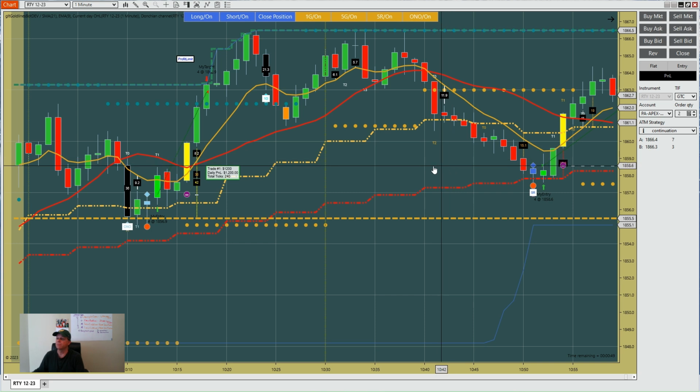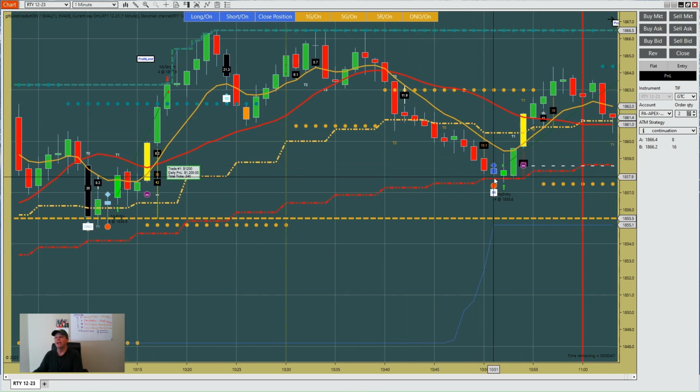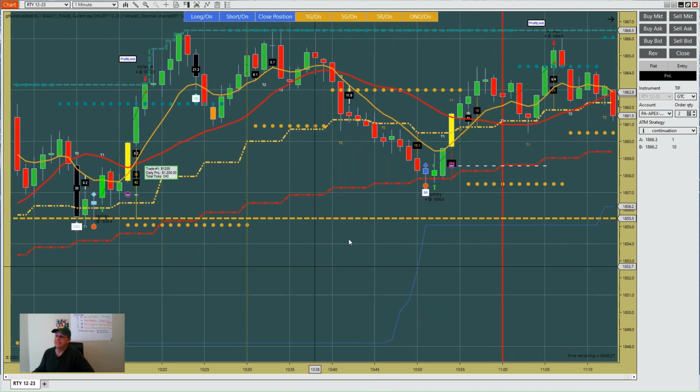What happened next? We came down to our directional trader, which is the 5-minute red line. Remember what I said: the overnight open and the 5-minute red line are both directional traders. So what happened? Well, holy crap, it did the same thing.